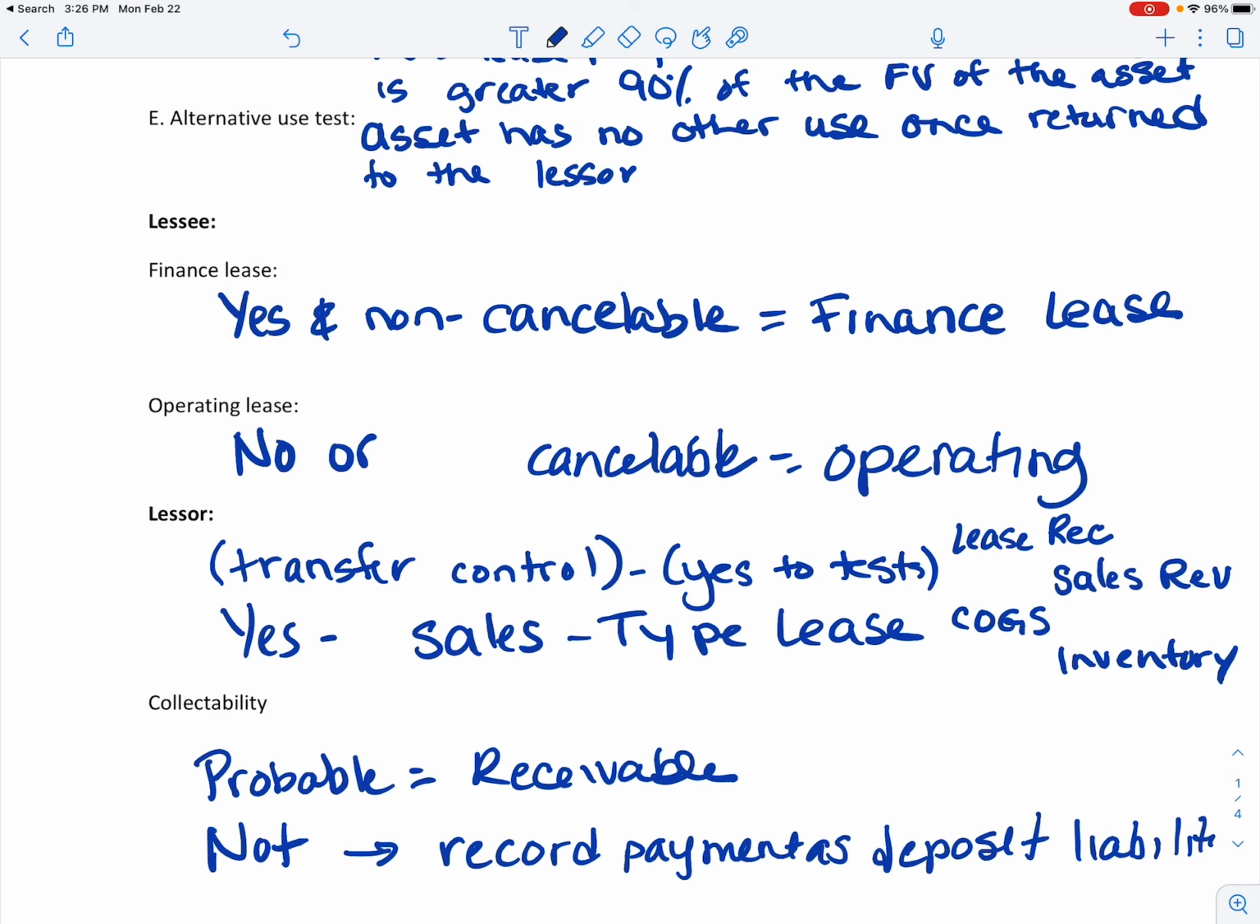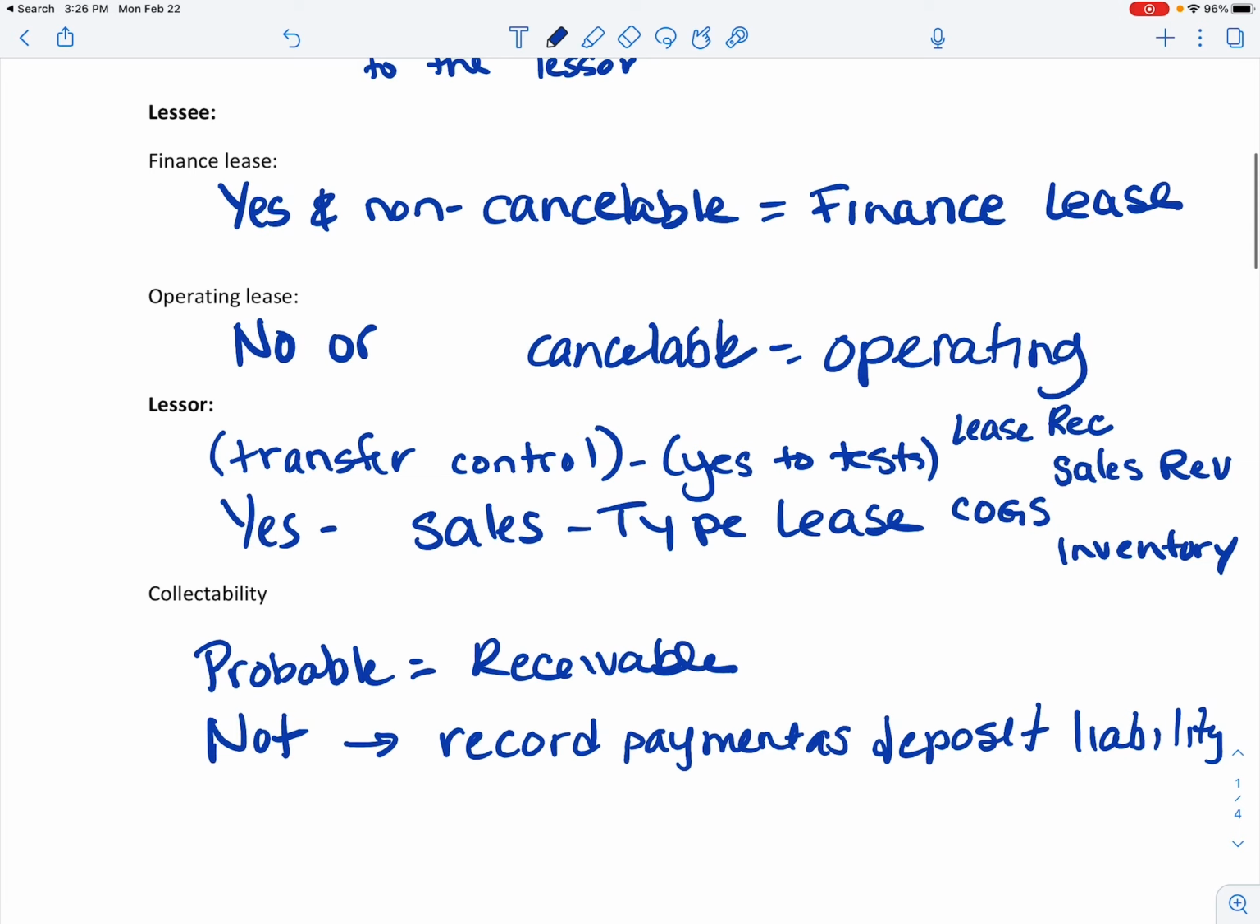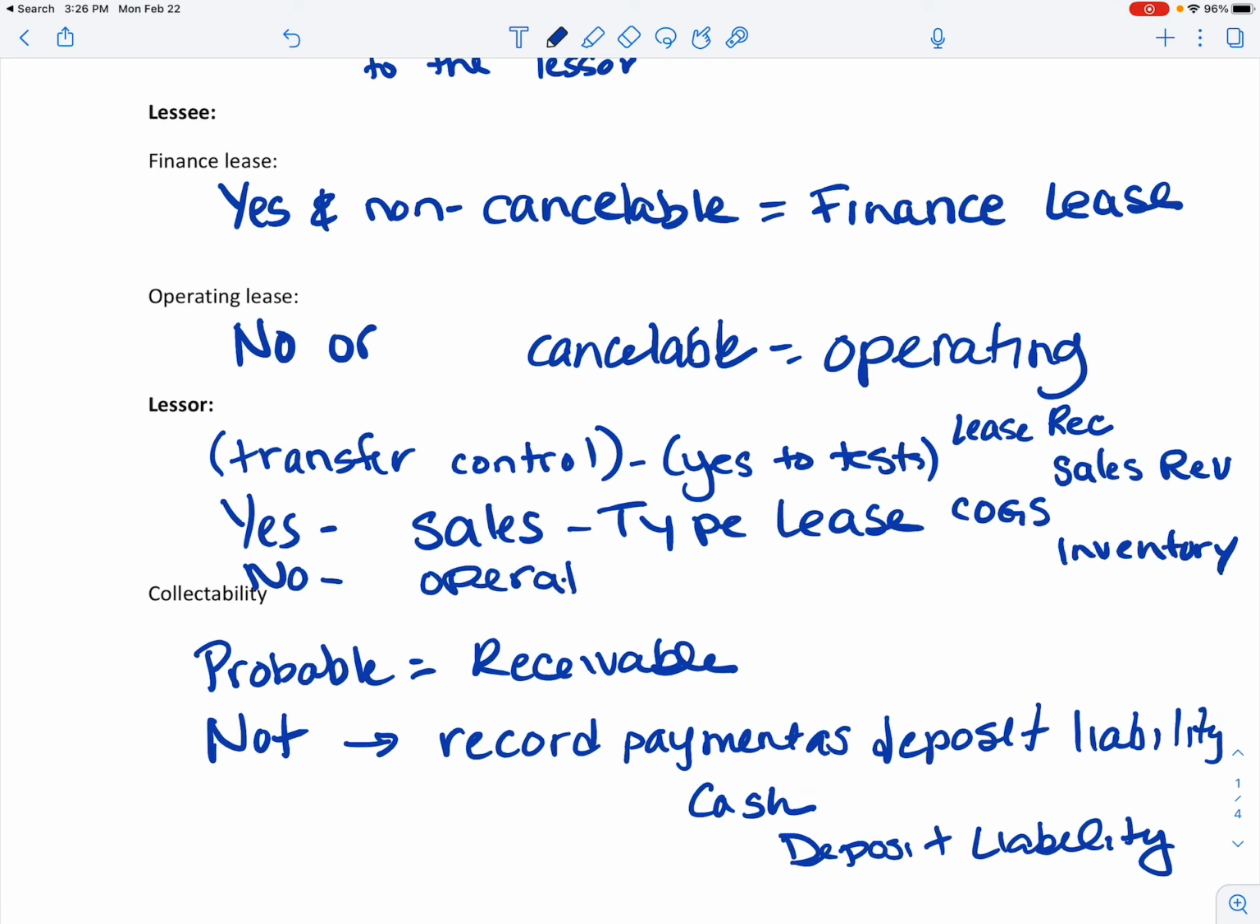And we would do that just by recording the fact that we received cash and credit deposit liability. So just to go back, from a lessor standpoint, we never said, well, what if it's no? If it is no, then it's going to be used as the operating approach, recording it as an operating lease.